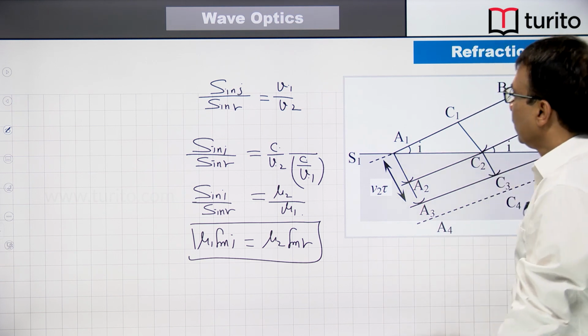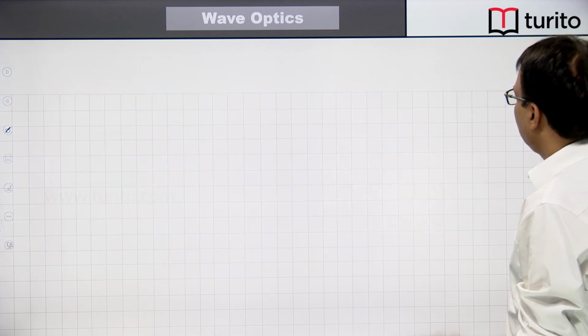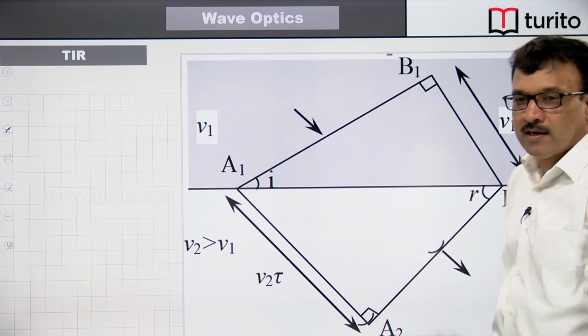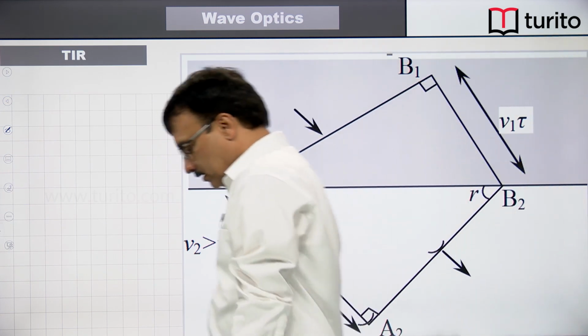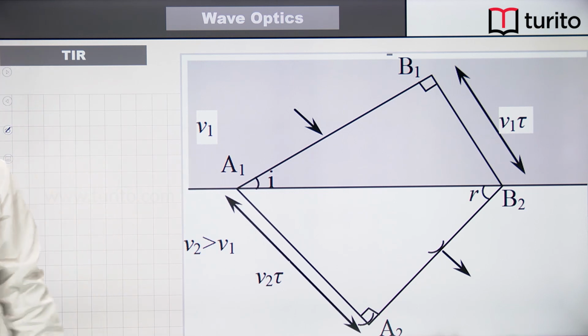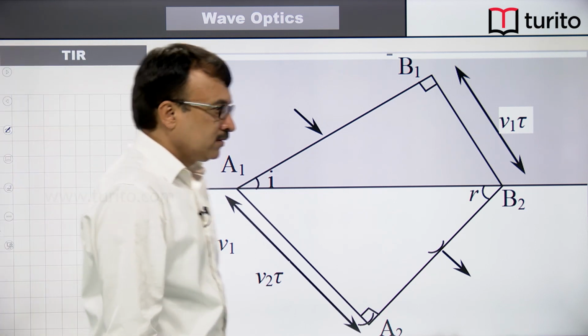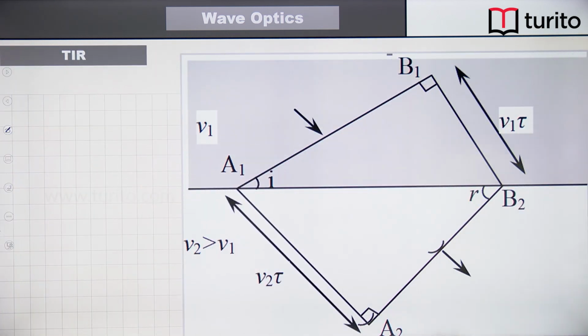Now consider TIR. This is a very interesting thing. You will not find this in many books. We are going to explain TIR using the Huygens principle. So look at the diagram first, try to understand. Here A1 B1 is a plane wavefront, and it is the incident wavefront.